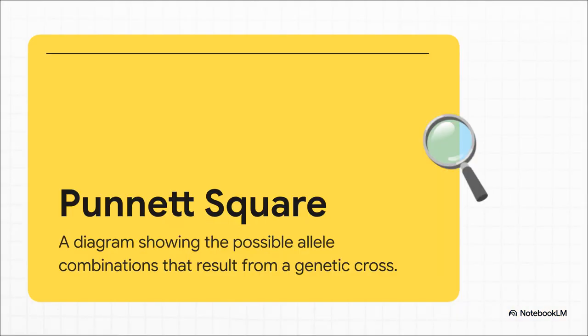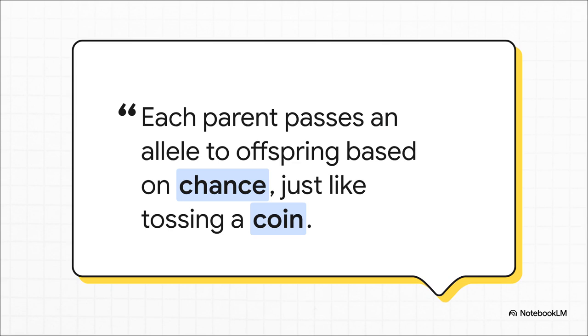It's really just a simple grid, but it's super powerful. It lets us map out all the possible combinations of genes that offspring could get from their parents. It's all about figuring out the odds. And at its heart, it really just comes down to chance. A parent has two versions of a gene, but they're only going to pass one of them on. Which one? It's a 50-50 shot. It's literally like flipping a coin.